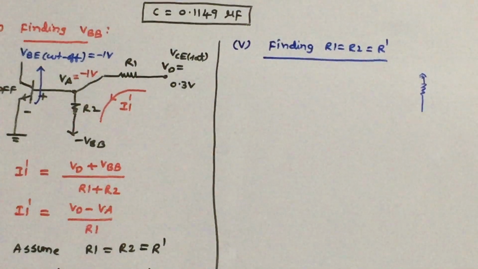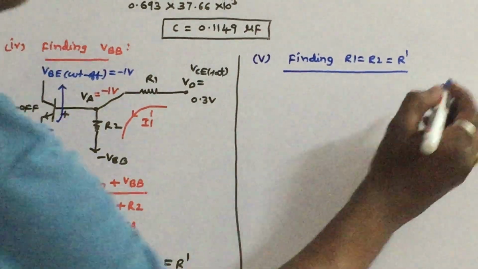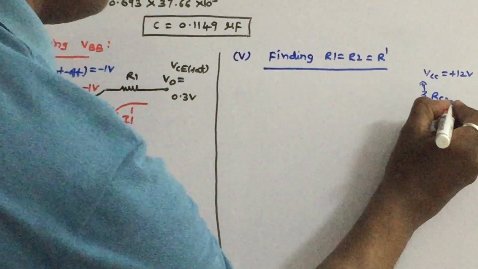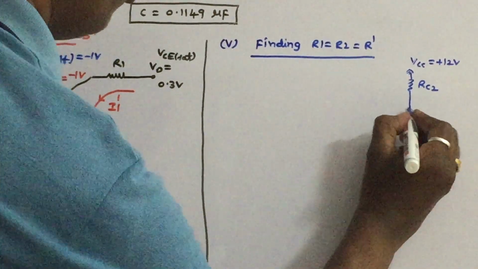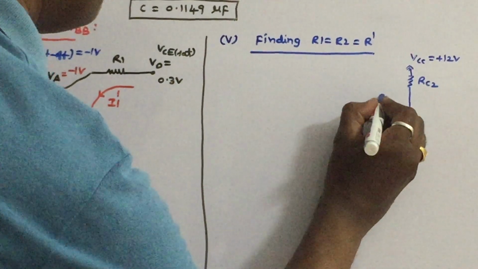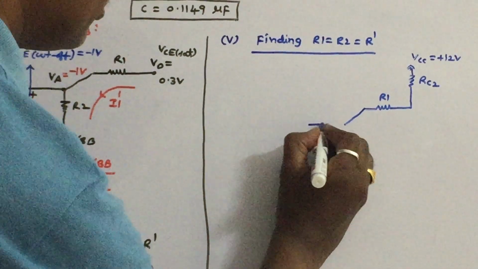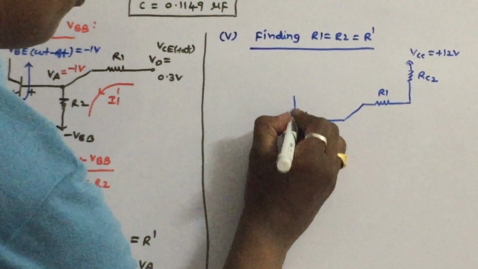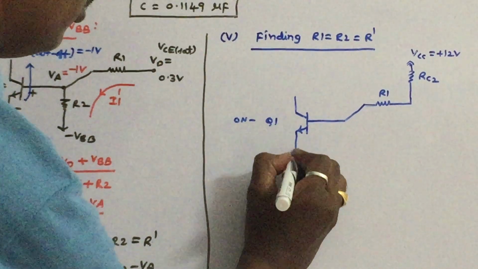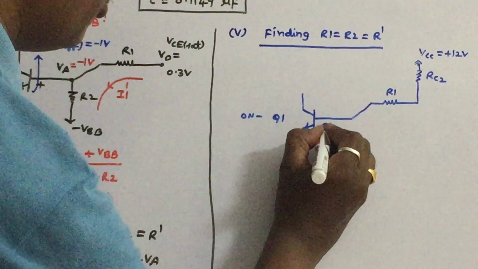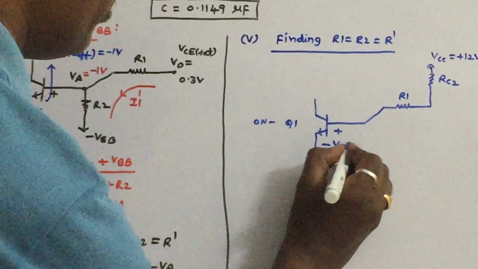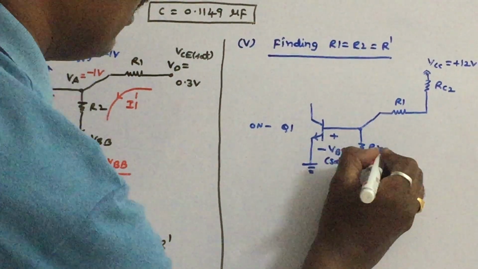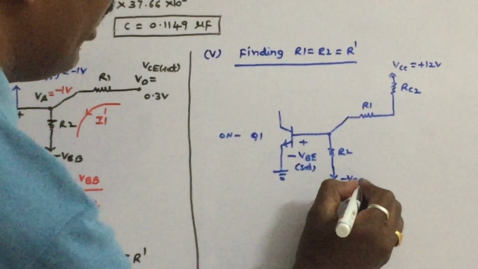This is VCC, which is equal to plus 12 volts we have taken. This is the value RC2. This is the branch R1. Let us take this connected to the base of transistor Q1. We have assumed Q1 is in on condition. When Q1 is in on condition, it is saturated, so this is treated as VBE saturation, remember that. It is connected to R2 and minus VBB. This circuit we have to carefully draw.